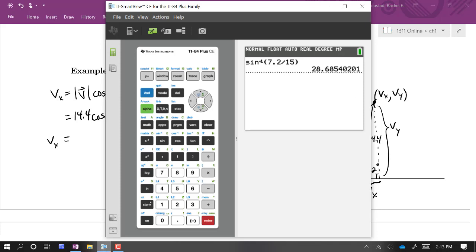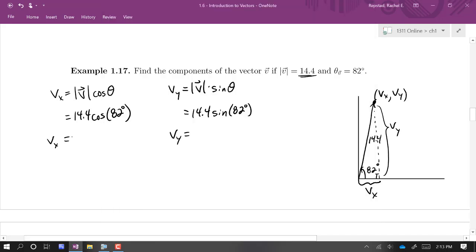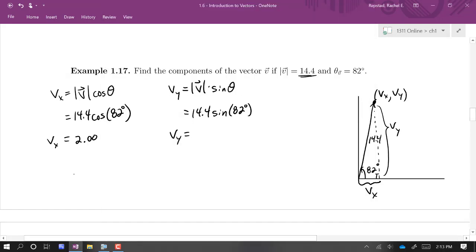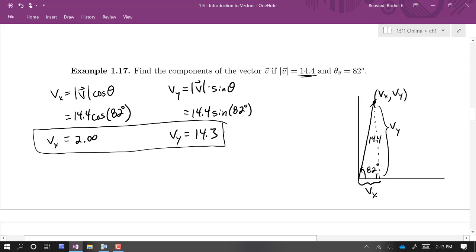Now let's calculate this. I get 2.004, I'll just say 2.00. They use 3 significant digits there. And Vy is 14.26, or 14.3, 3 significant digits. So yeah, mostly y component. Vy ended up being a lot bigger than Vx.